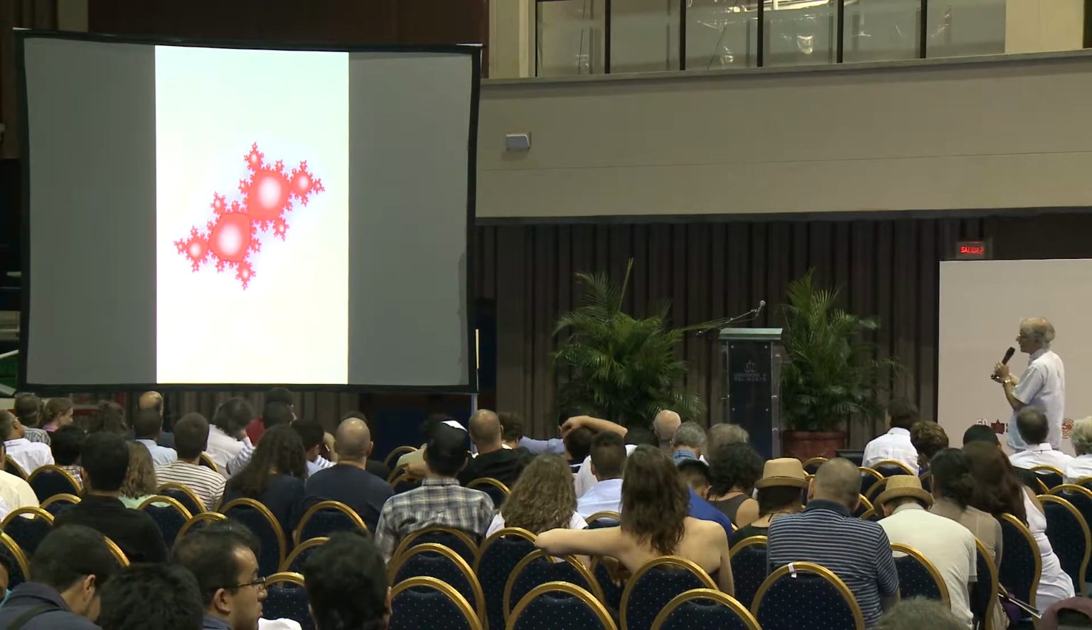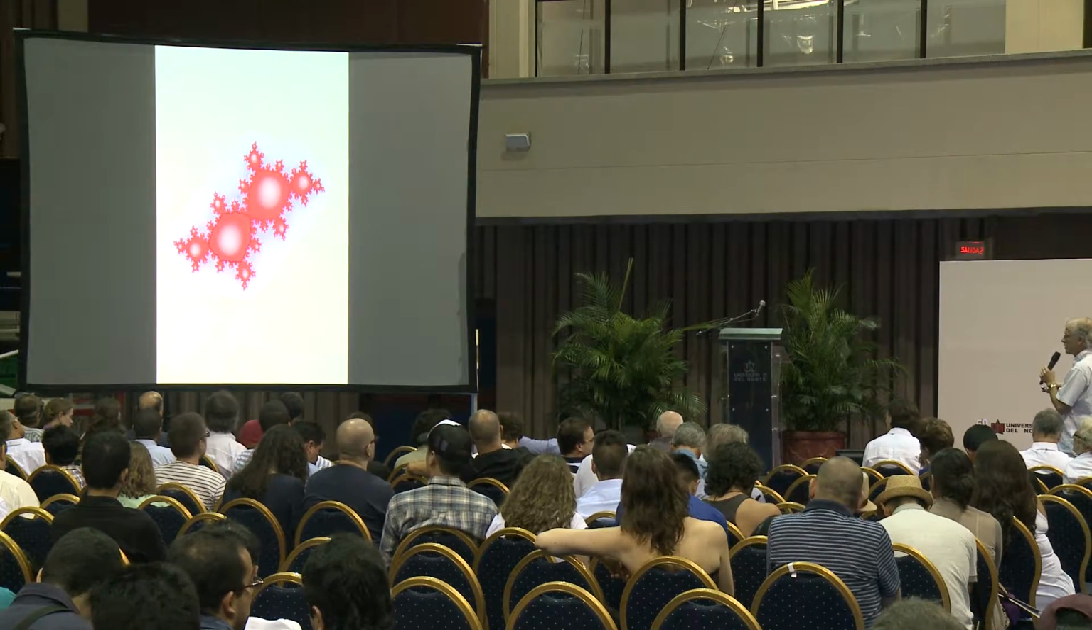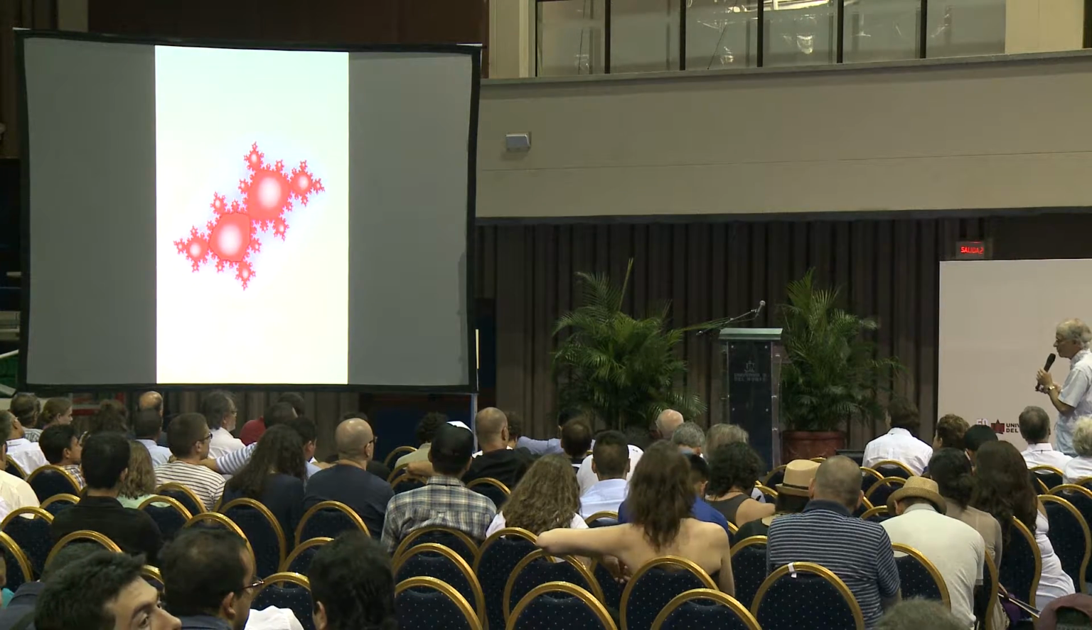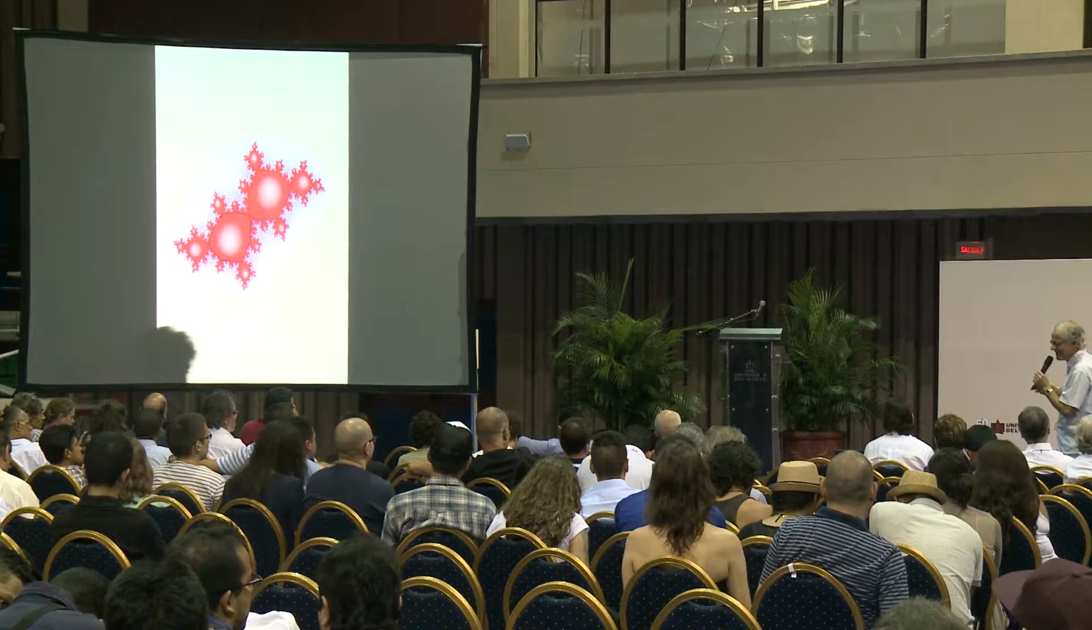There is a Siegel quadratic polynomial. For instance, this one corresponds to the rotation number, which is the golden mean. Yes, so if you don't know what the golden mean is, please go to the logo of this Congress. So it is depicted there.